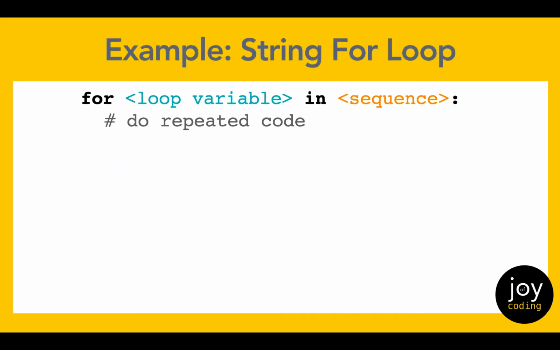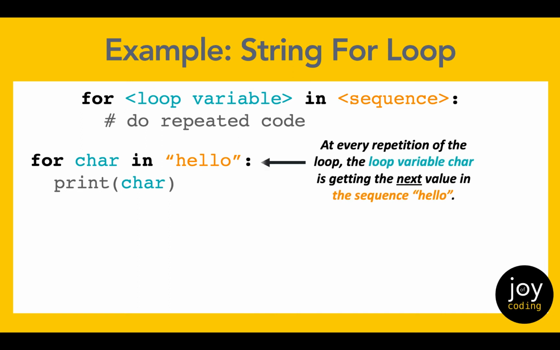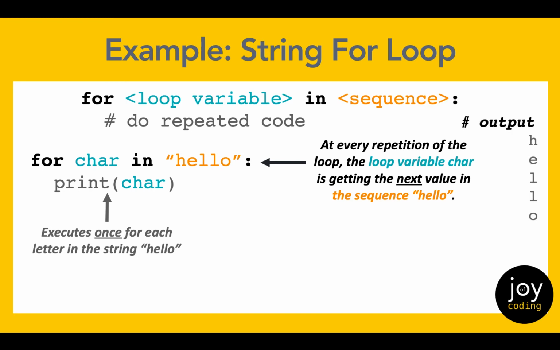First, let's look at a for loop that uses a string. For char in the string hello, print char. At every repetition of the loop, the loop variable char is getting the next value in the sequence, the string hello. And so our print is going to execute once for each letter in the string hello. So this example code is going to output H, E, L, L, O all on separate lines.